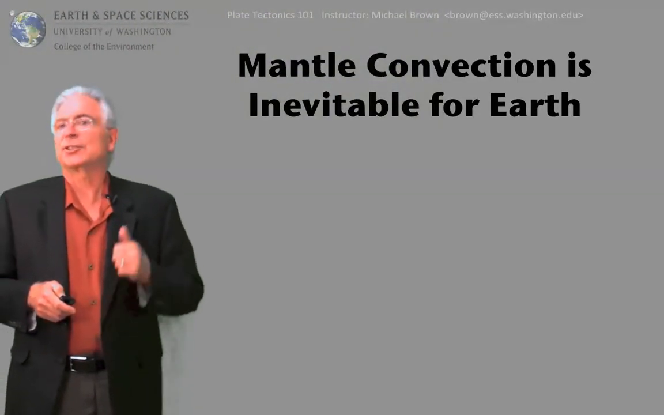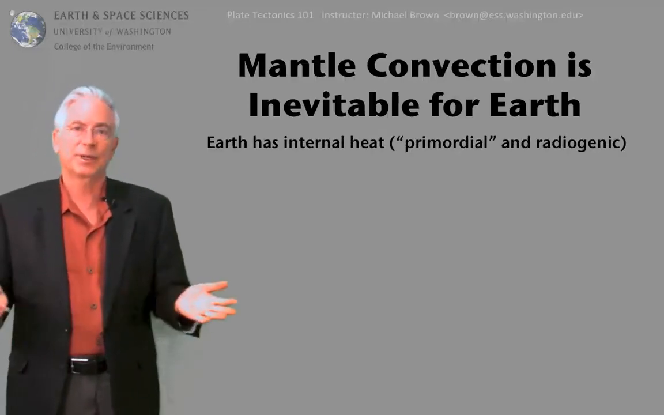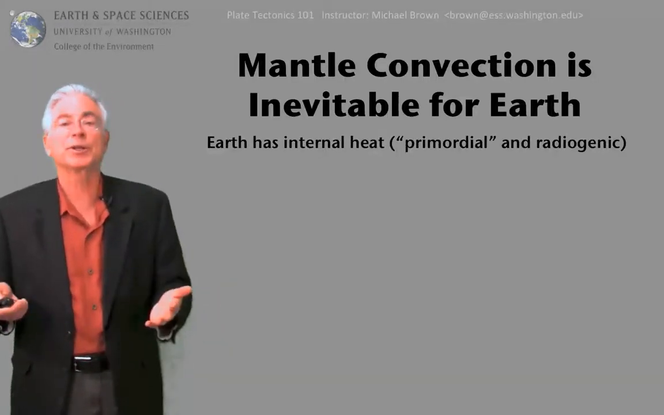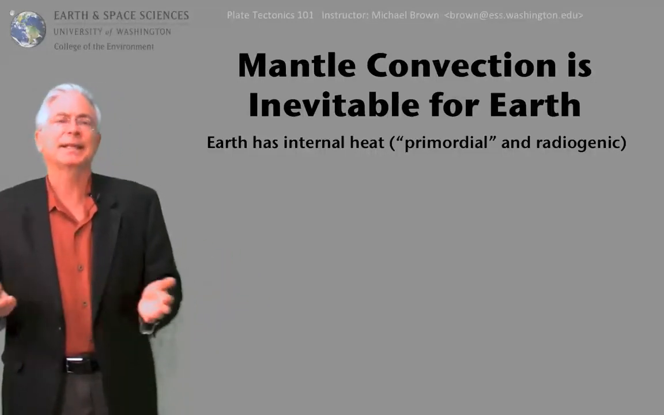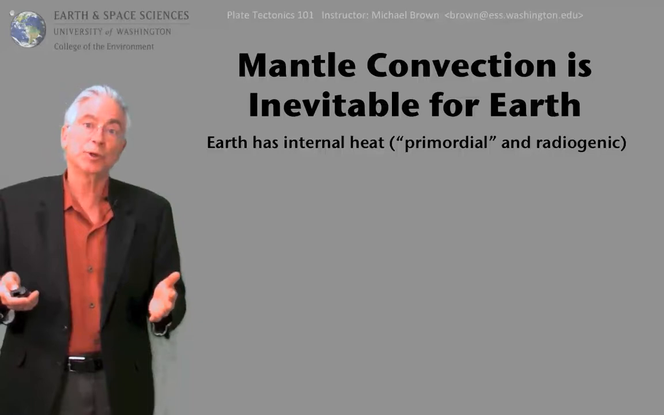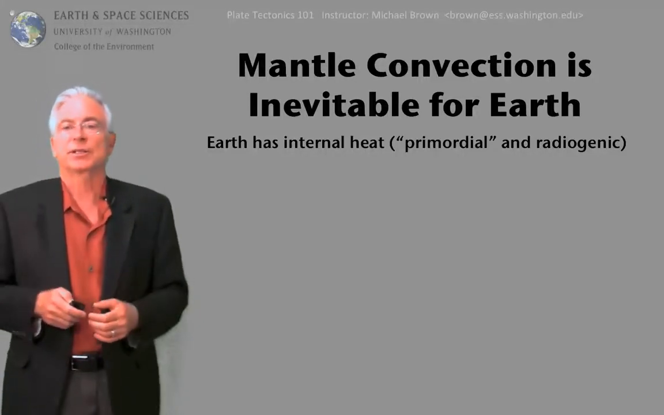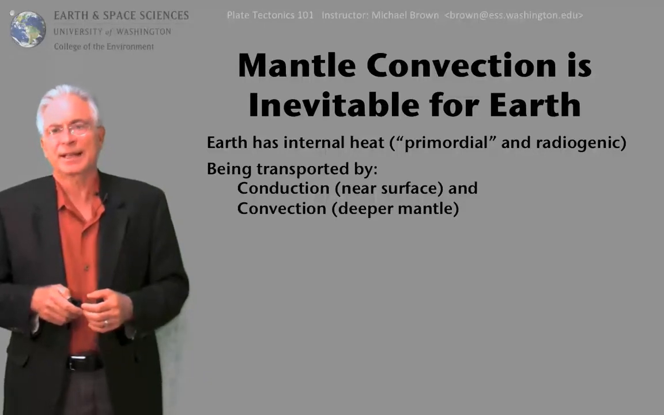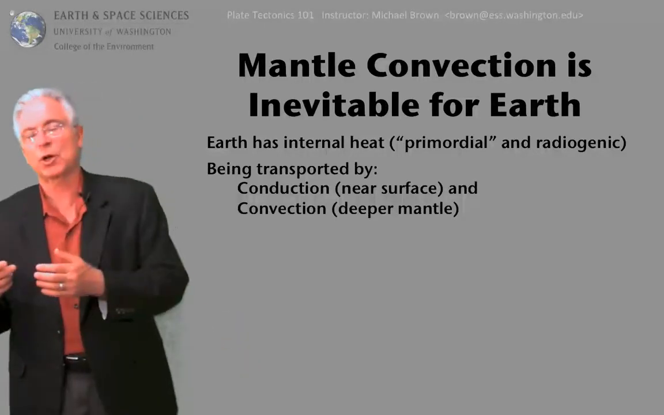So mantle convection is inevitable on Earth. Earth has internal heat. What is the internal heat? It was the primordial heat, the heat that it obtained when it originally formed, and it has radiogenic heat, the heat produced by the decay of radioactive elements trapped within the solid Earth. That heat is always being transported. It's going from where it's hot to where it's cold.